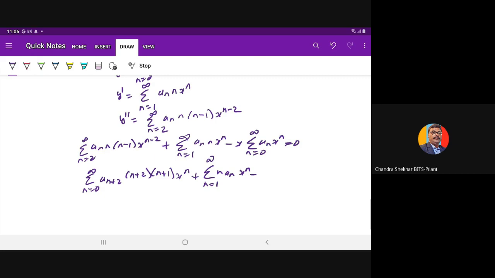So when we have x to power n plus 1, for keeping x to power n, we have to put n is equal to n minus 1. So as you put n is equal to n minus 1, here the summation will start from n is equal to 1. So here the summation will start from n is equal to 1 and go up to infinity. So we have put n is equal to n minus 1, so here we have a n minus 1 x to power n is equal to 0.